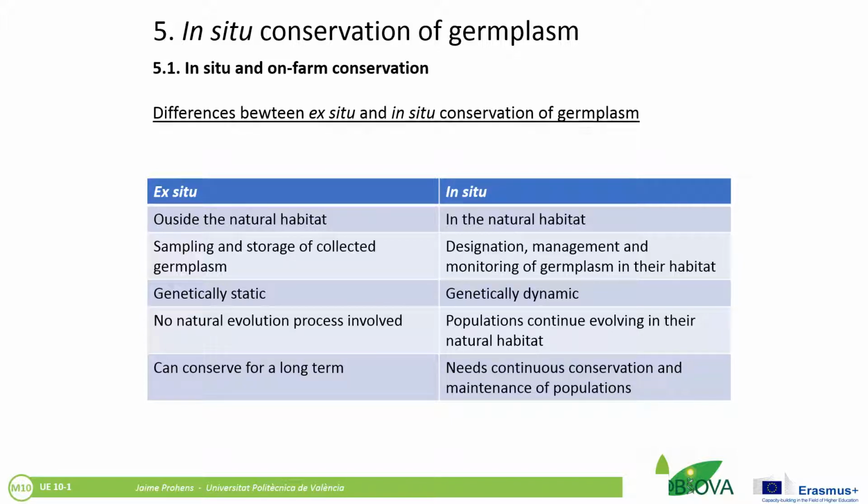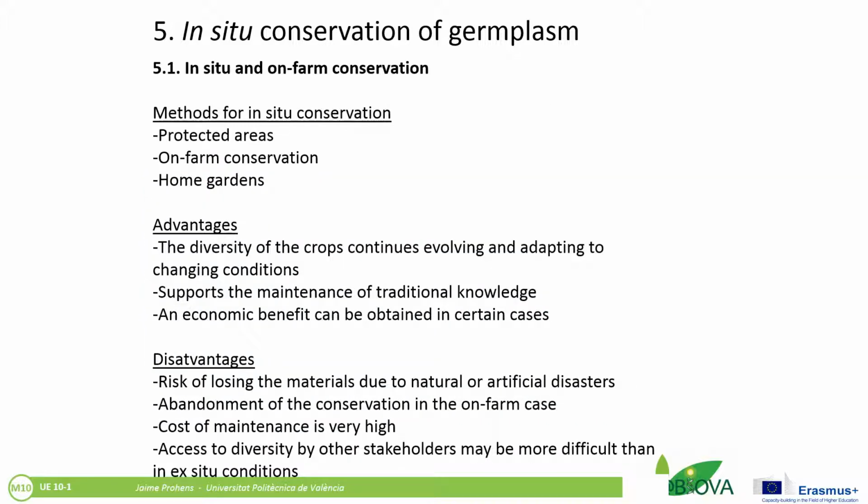Also, ex situ conservation is genetically static, as the materials conserved do not evolve for continuous adaptation to its natural environment, while in situ conservation the populations evolved to adapt to changing conditions. Finally, ex situ conservation strategies can conserve the germplasm for long term, often decades, while in situ conservation requires continuous conservation and maintenance of populations. The methods for conservation in situ and on-farm consist of protected areas, on-farm conservation methods, and home gardens.